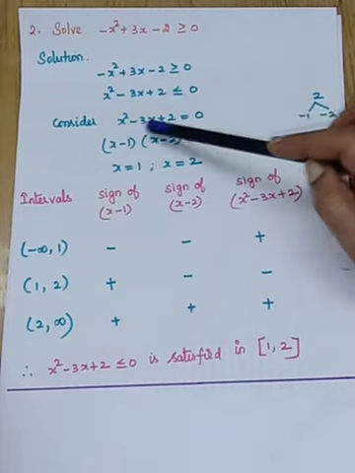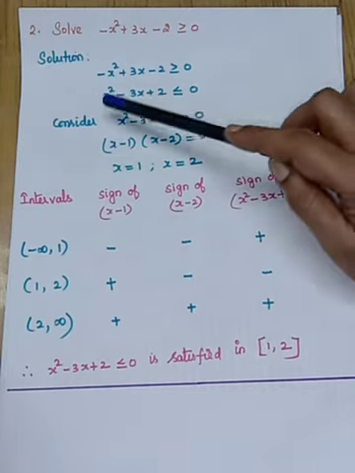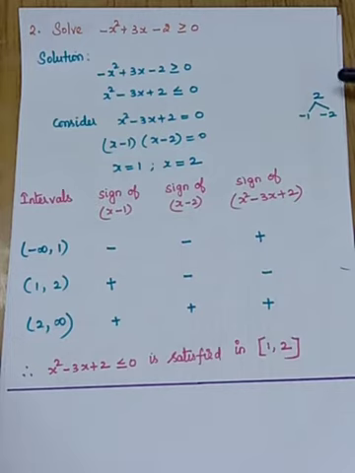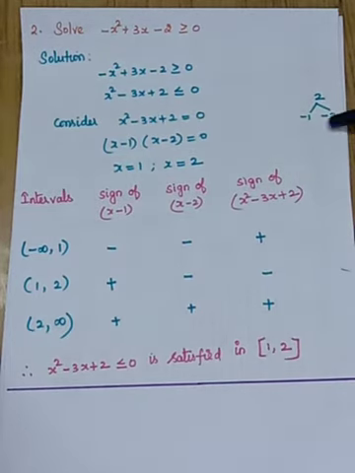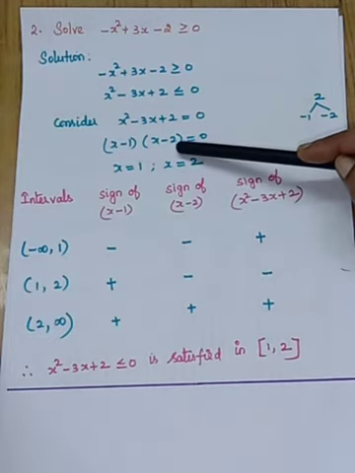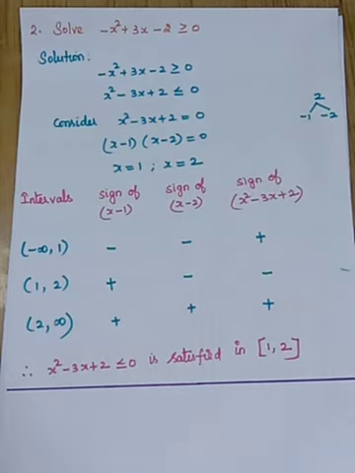Next I'll consider the quadratic equation. I didn't consider the inequality, so here I have written it is equal to 0. So I have to factorize. The product of the two terms should be 2 and the sum is minus 3. So we can have minus 1 and minus 2. Take the product of these two, it is 2. When you add minus 1 and minus 2, it is minus 3. So you can write x minus 1, x minus 2 is equal to 0. So x is equal to 1 and x is equal to 2.